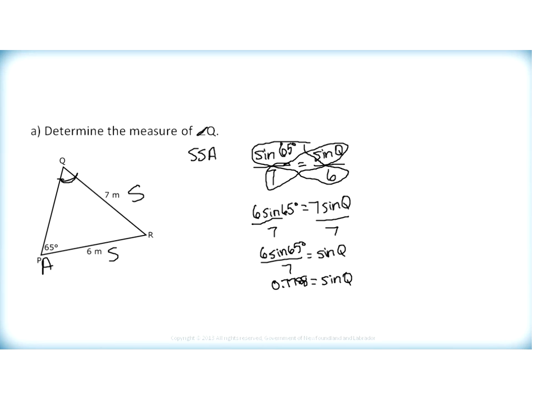Okay, so to get q, I'm going to have to get the inverse sine of 0.7768. So on my calculator, I hit the second function button, then I hit sine, then I type in 0.7768, and it tells me to the nearest angle that q is equal to 51 degrees. So angle q is 51 degrees. Okay, now I know that.